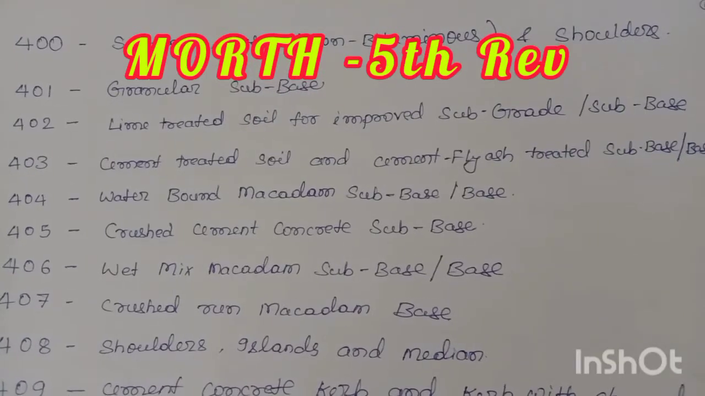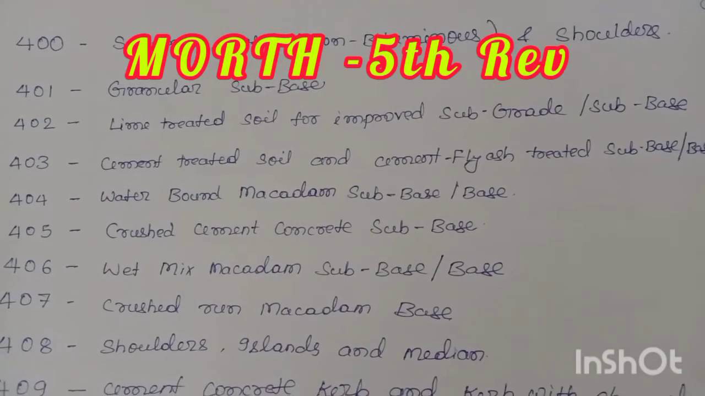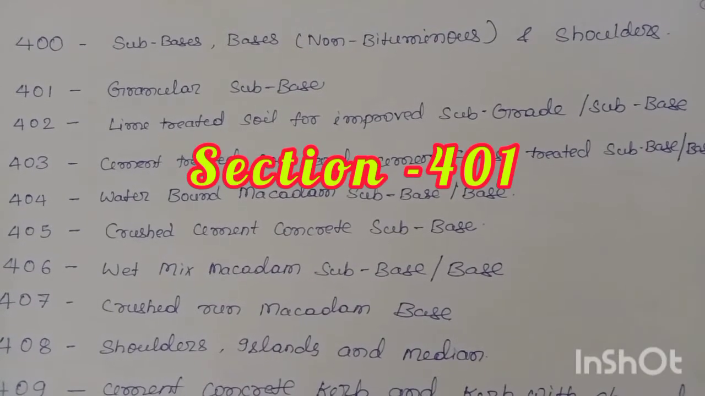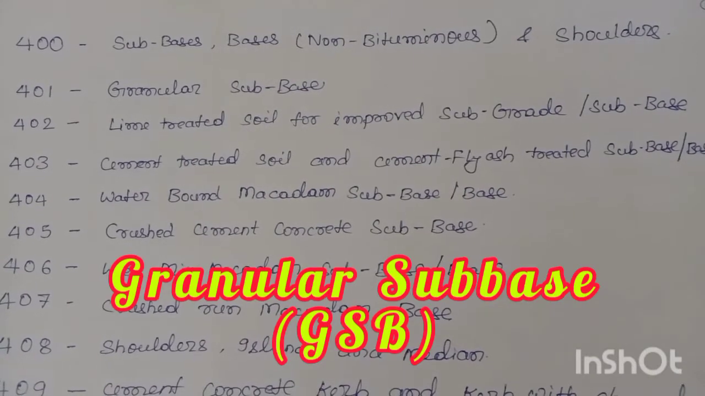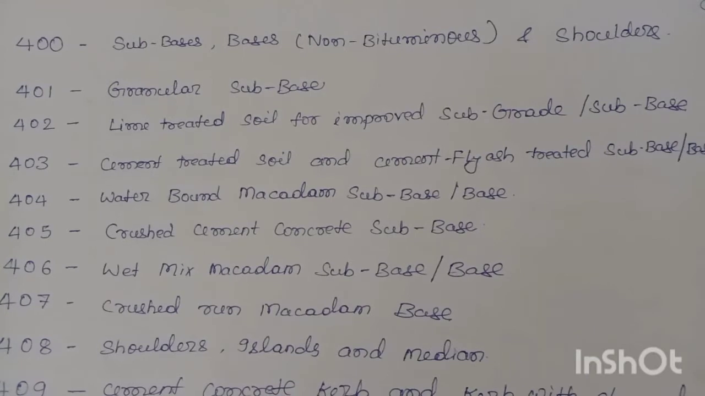Hi friends, in the sequence of learning MORTH 5th revision, now we will learn Section 400. Section 400: Sub base, base is non-bituminous and shoulders. 401 Granular sub base. 402 Lime treated soil for improved subgrade sub base. 403 Cement treated soil and cement fly ash treated sub base base. 404 Water bound macadam sub base base.